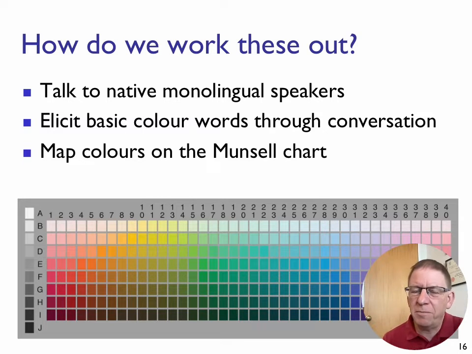But how do you work out the basic colour terms in a language? Well, first you talk to native monolingual speakers. You get them to tell you what the basic colour words are through conversation. Once you have the basic colour terms, you then use a Munsell colour chart, like this, to get them to map out what colours those basic terms refer to.